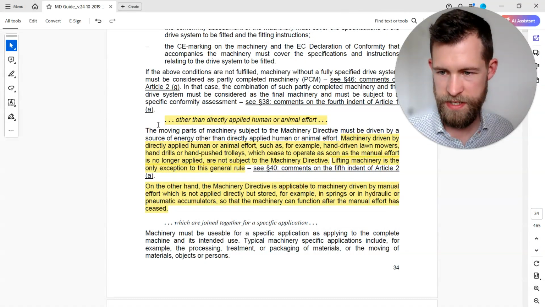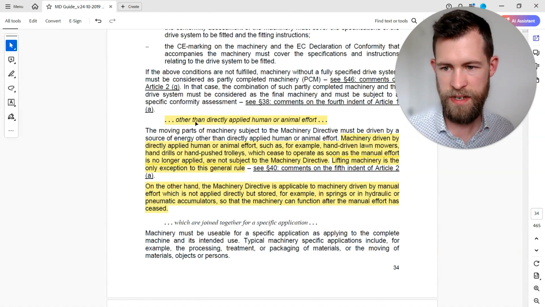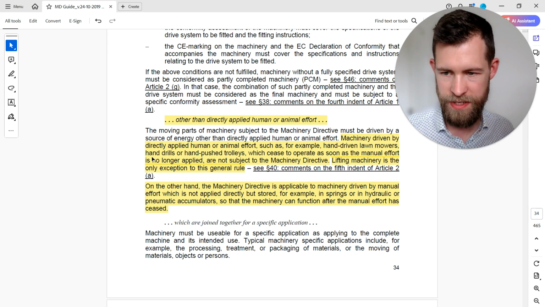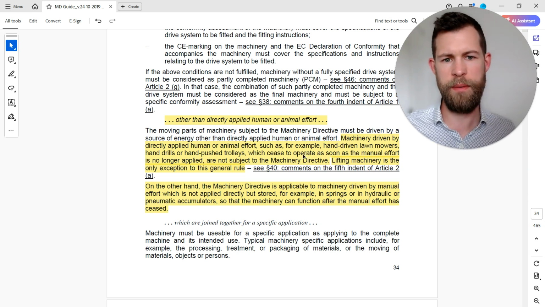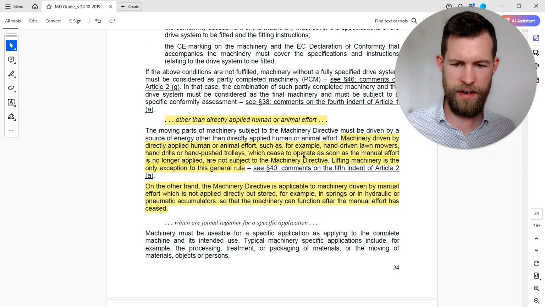So another item within the description is excluding things that use directly applied human or animal effort. Machinery driven by directly applied human or animal effort, such as hand-driven lawnmowers, hand drills, or hand-push trolleys, which cease to operate as soon as the manual effort is no longer applied, are not subject to the Machinery Directive. Okay, that's an interesting definition that helps work out whether our piece of equipment is applicable or not, whether the Machinery Directive applies.